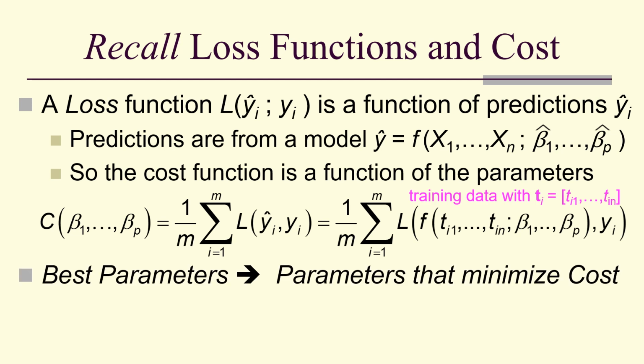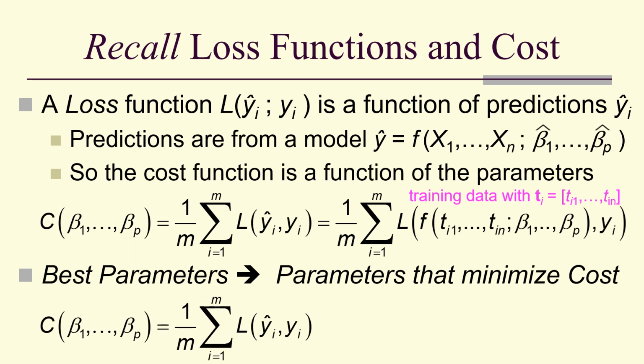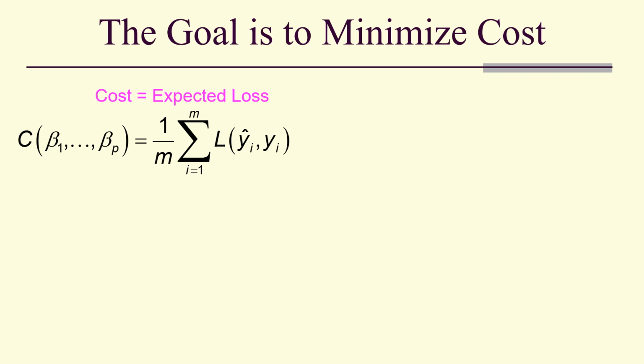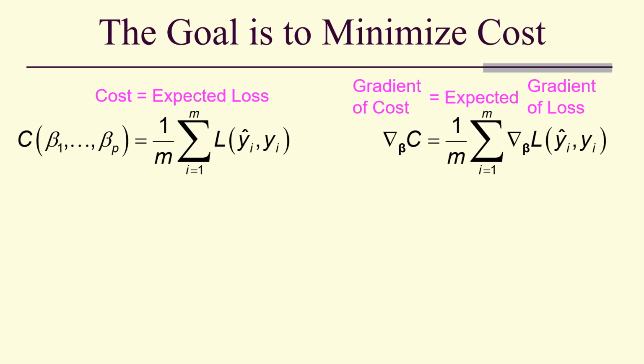And the best parameters are therefore the ones that minimize cost, but notice that the cost is a convex combination of the losses. Therefore, it's an expected value of loss, but only if we have a certain process that we use. We pick I independently, uniformly, randomly. We sample it from 1 to m. We do this some number of times, and the expected value of that process for the losses gives us the cost. In other words, cost is expected loss, but that means the gradient of the cost is the expected gradient of the loss.